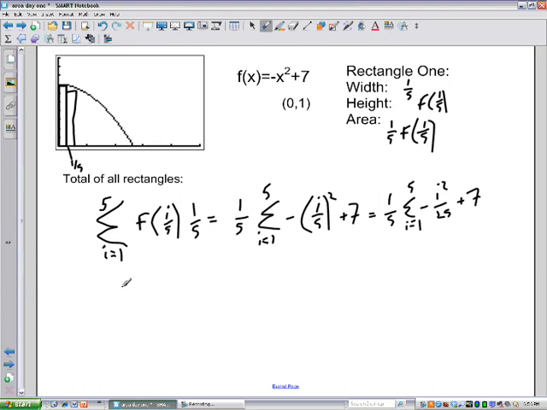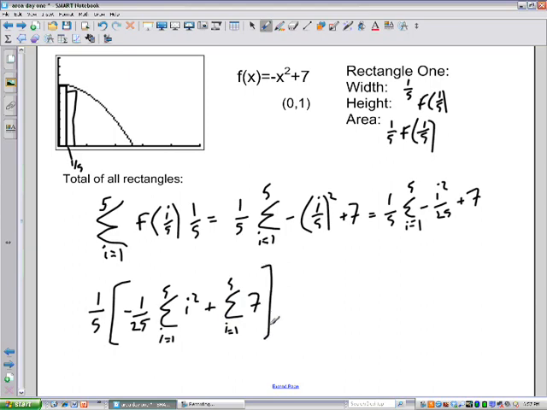Okay? And so what we're going to end up doing, let's see if we can make this work out, it's going to be 1/5, big bracket, negative 1/25, sum of the i squareds, plus the sum of the 7s. In both cases we're going from i equals 1 to 5. Okay? And so we can probably see what we can do. We've got 1/5 of, that's a really lousy 5, let's see if we can fix that.